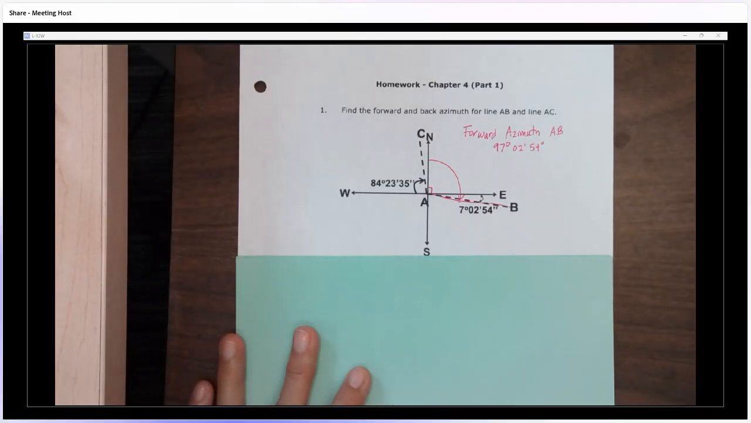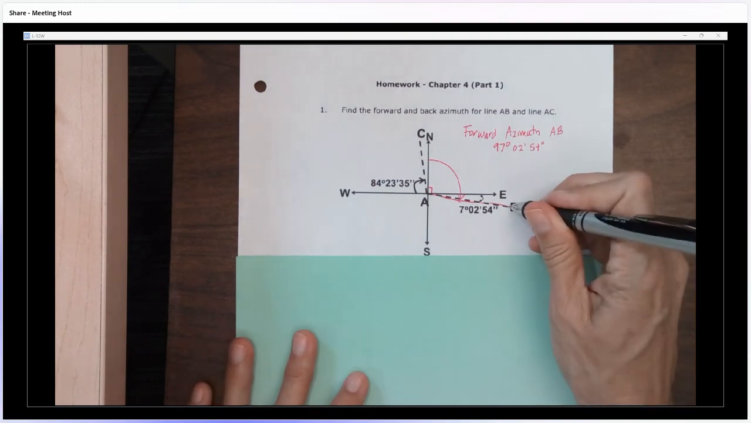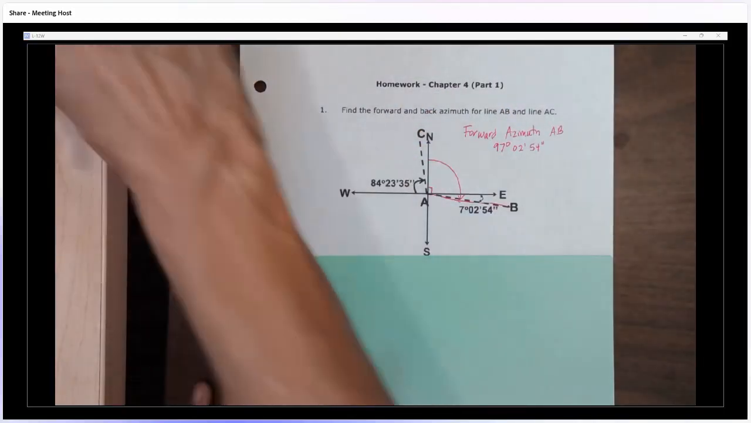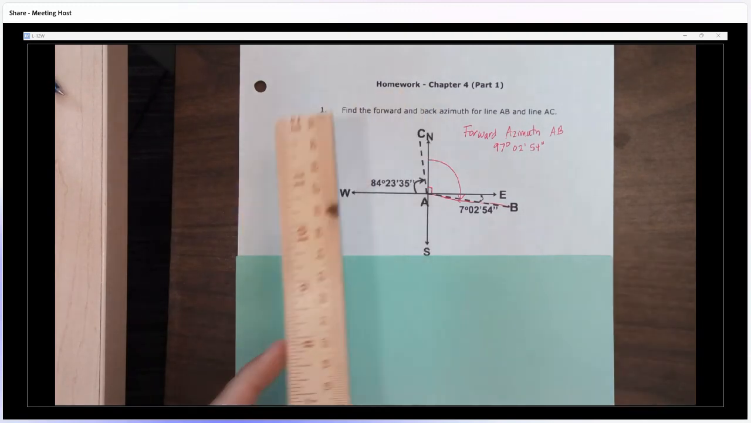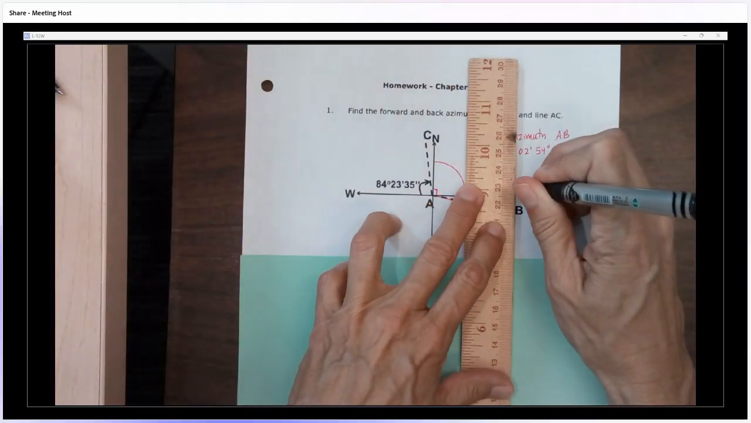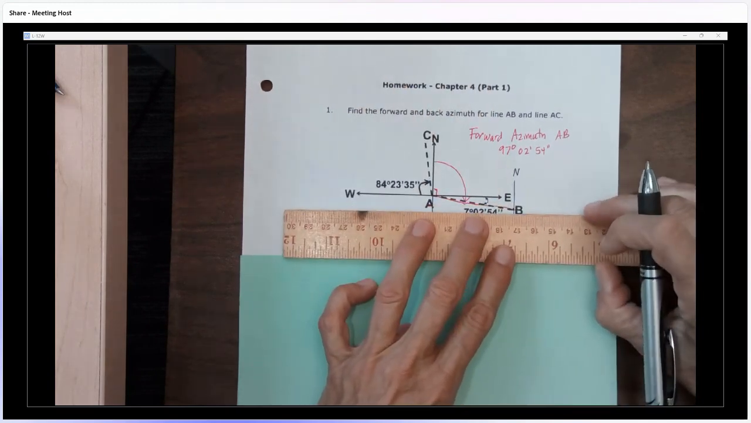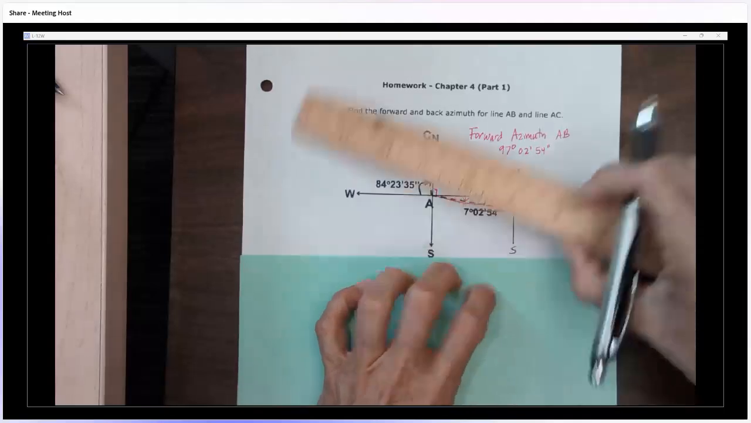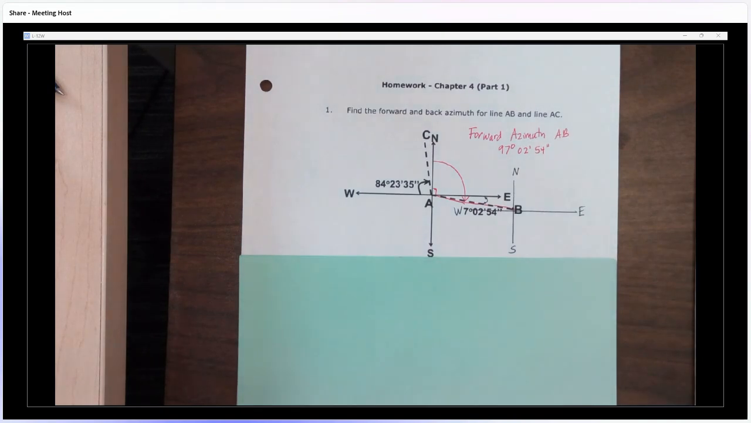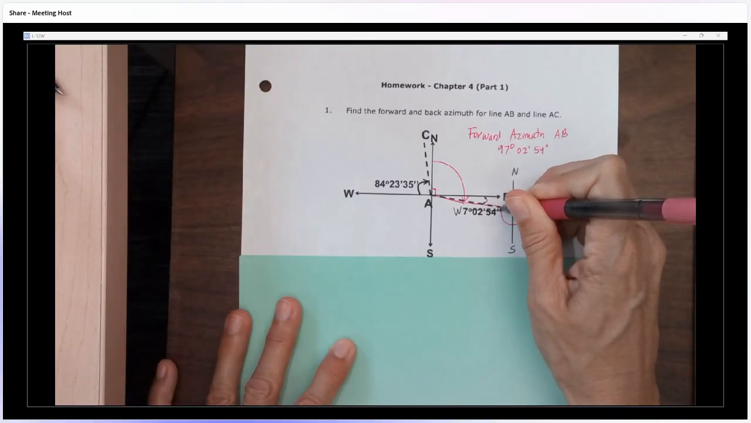Now, to find the back azimuth AB, the way to do that is to take this line and draw that same directional symbol on the end of it. So instead of looking from A to B, we're going from B to A. So we're going to put our north, south, west, east directions at the end of our line AB. And then again, find that azimuth coming from the north, but now all the way around to line AB.